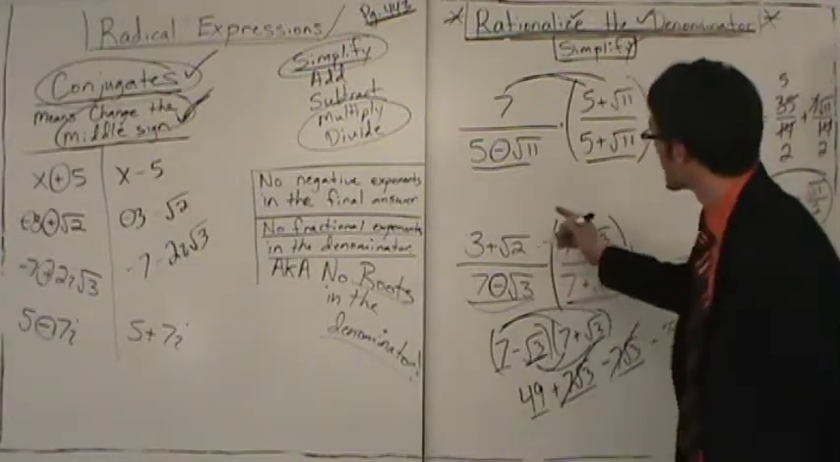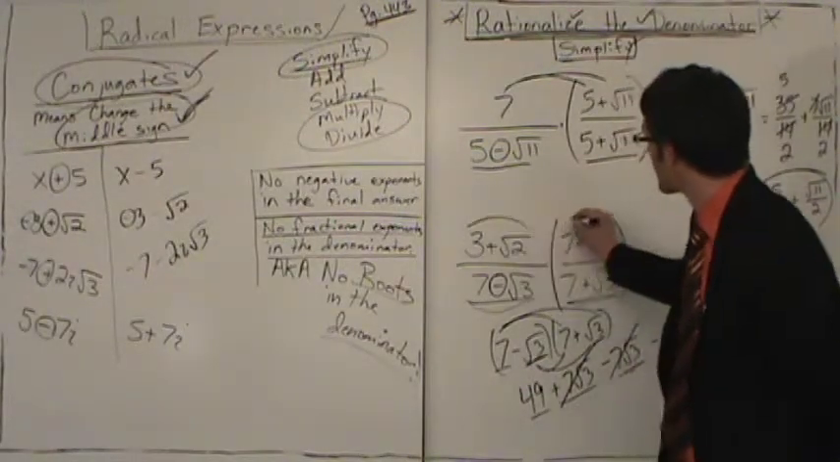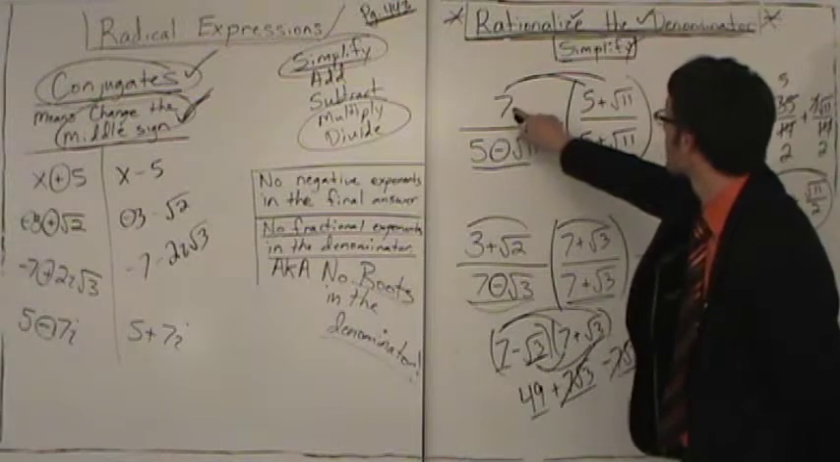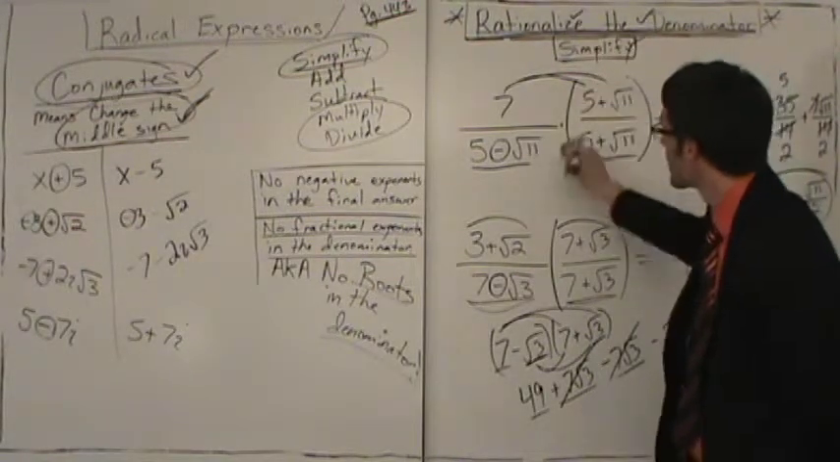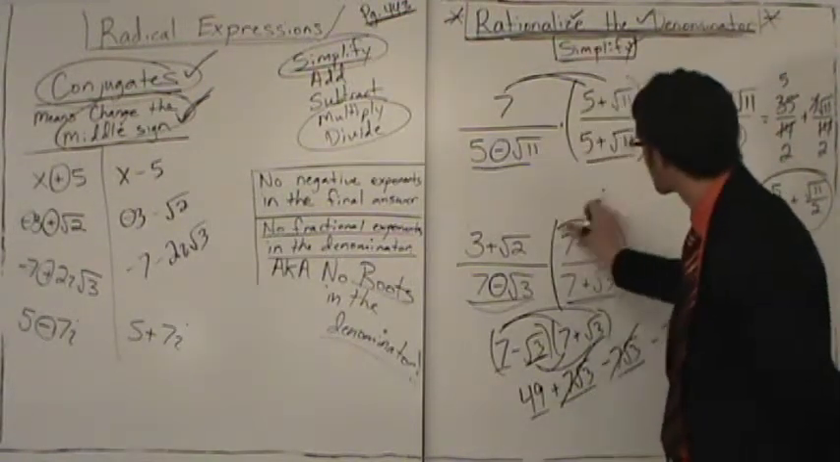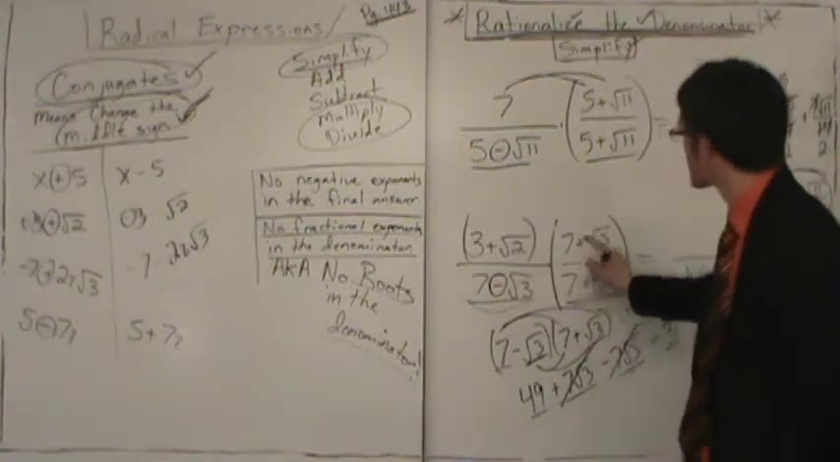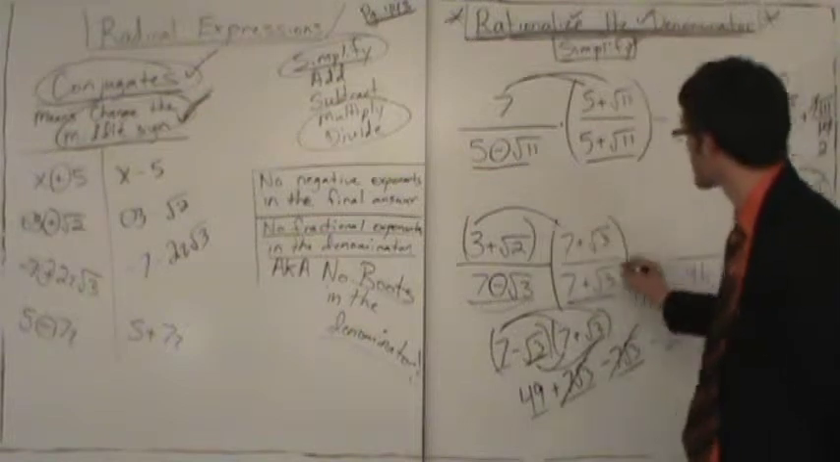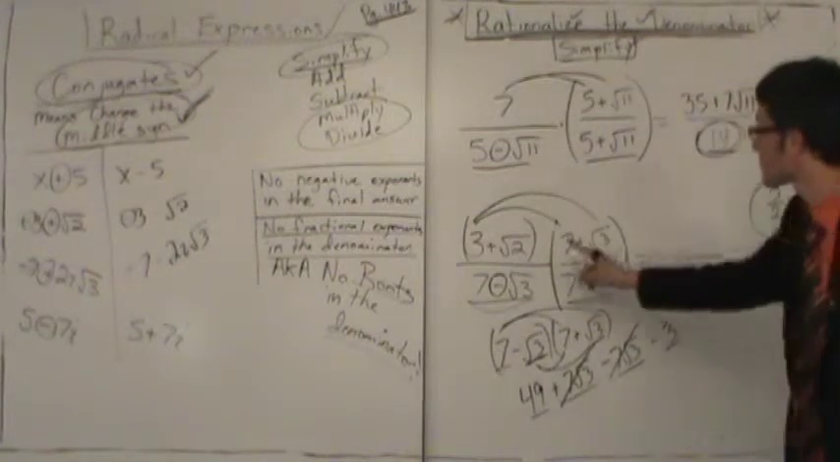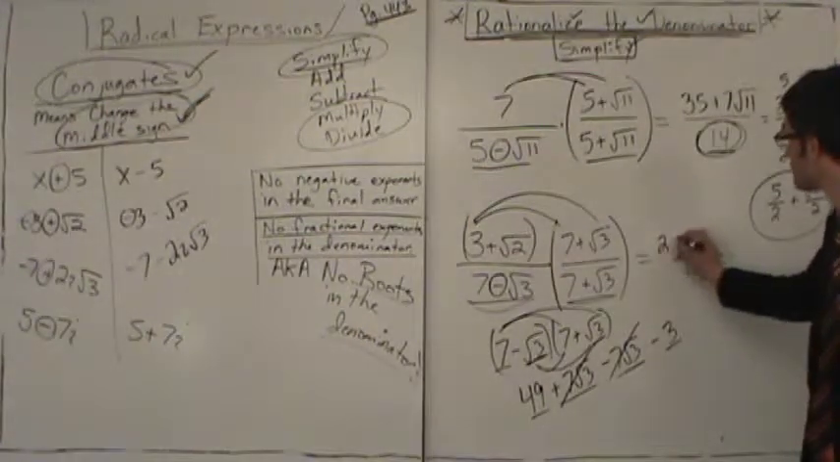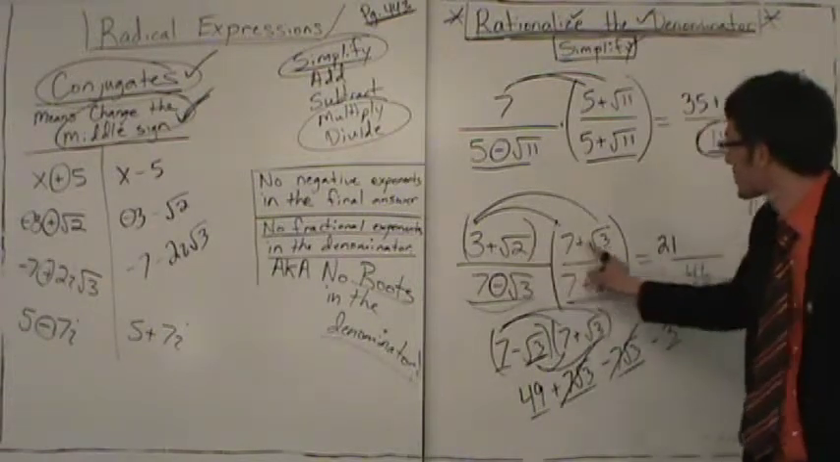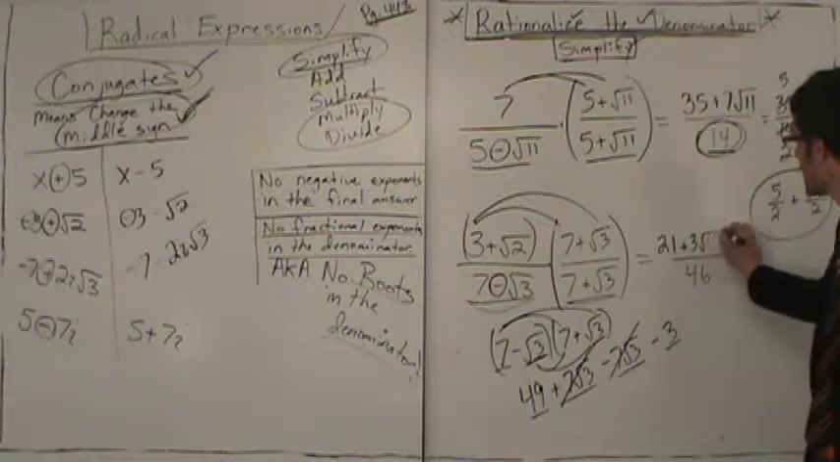And on top, notice, this is also different. We have a binomial times a binomial. Unlike up here where we had a monomial times a binomial, we also FOIL. Down here we FOIL. So we do what? 3 plus root 2 times 7 plus root 3. I'm just going to FOIL here. 3 times 7 and 3 times the root 3. So 3 times 7 gives 21. 3 times the root 3 gives 3 root 3.